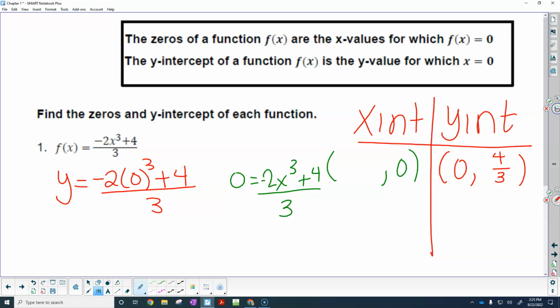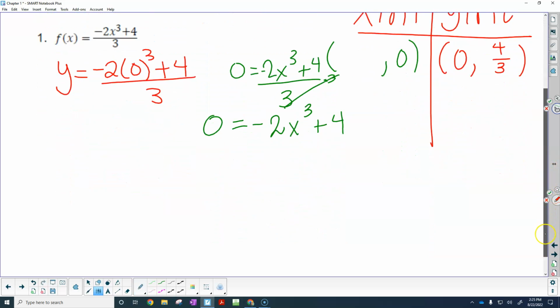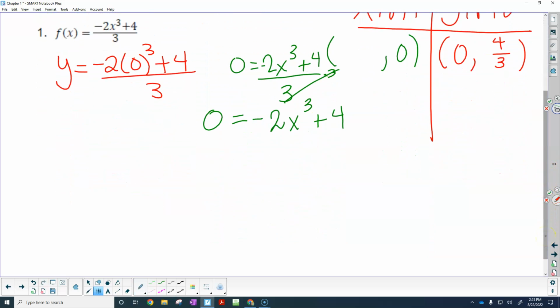What's 0 times 3? That side's going to stay 0. And then remember, when you multiply by 3, those cancel out. So we're going to be working with 0 equals negative 2x to the third plus 4. Can you factor that? Is there anything going on there? Remember, you always want to try to factor. We can take a 2 out. That's right. Let's take a negative 2 out of both sides.